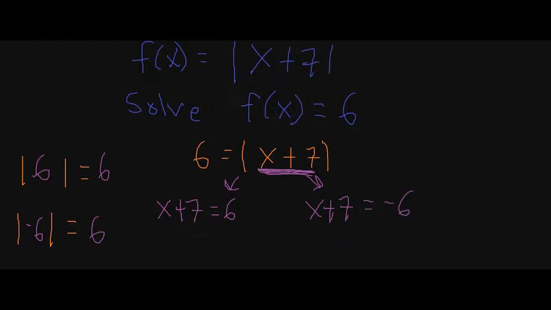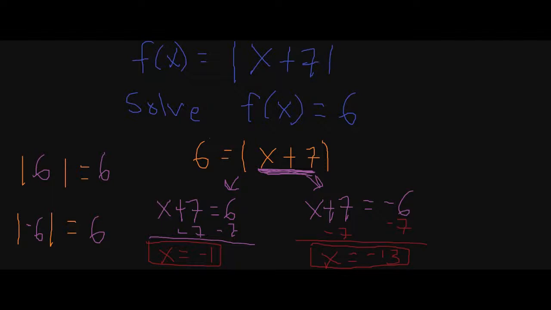All right, what do we do to solve this problem? Well, we subtract 7 from both sides. And we're going to get x is equal to, well, what's 6 minus 7? That's just negative 1. Then we're going to subtract 7 from both sides, and we're going to get x is equal to, what's negative 6 minus 7? Well, that's negative 13.